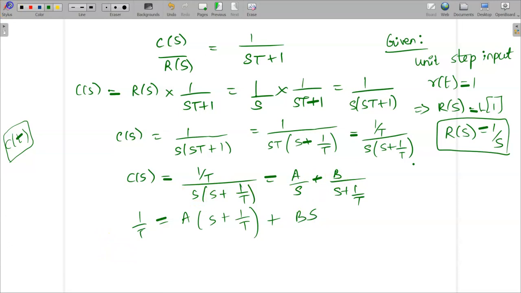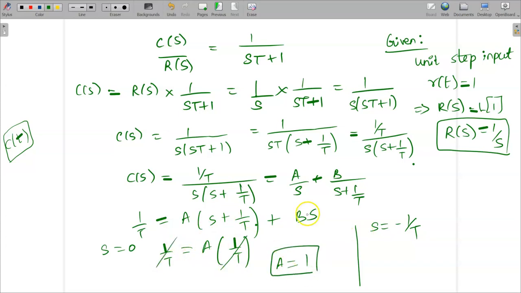Let me substitute some values so that either A or B gets cancelled and the other term I can find out. Since it is s, you can substitute s equal to 0, and for the other term, s plus 1 by T, I can substitute s equal to minus 1 by T so that this term gets cancelled. When s equal to 0, on the left hand side I don't have any s term, so just substitute 1 by T as it is. Here s equal to 0, so A into 1 by T. Anyway, this term gets cancelled, so A is equal to 1. On the right hand side, for finding out B, let me substitute s equal to minus 1 by T. Again the left hand side I have 1 by T, you keep as it is. When s equal to minus 1 by T, this term gets cancelled, so I have B into minus 1 by T. Anyway, this term gets cancelled, B equal to minus 1.